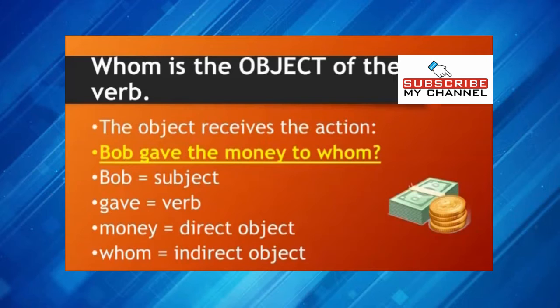The word whom functions as the object of the verb. The object receives the action or is acted upon. For example, Bob gave the money to whom? Bob is the subject. Bob performed the action of giving. Gave is the verb. Money is the direct object, and whom is the indirect object, the recipient of the action.